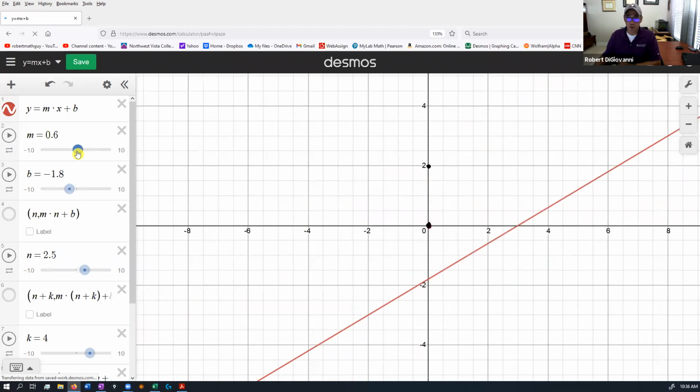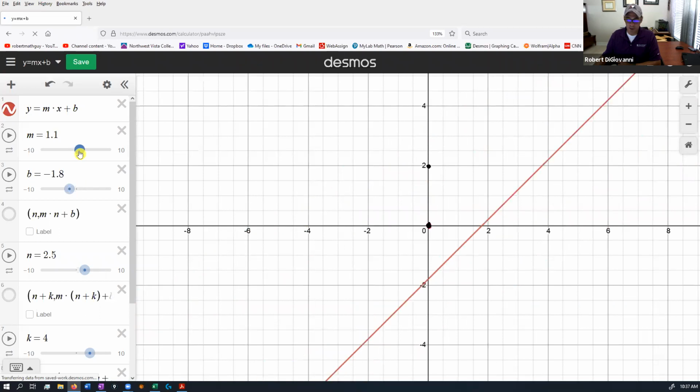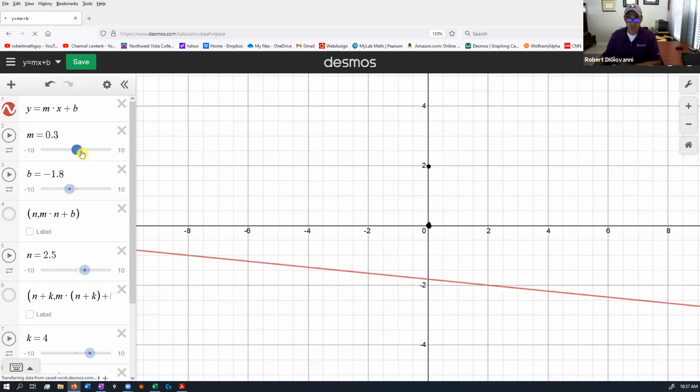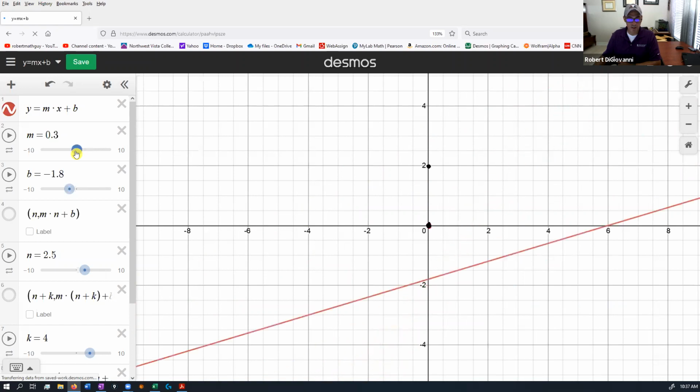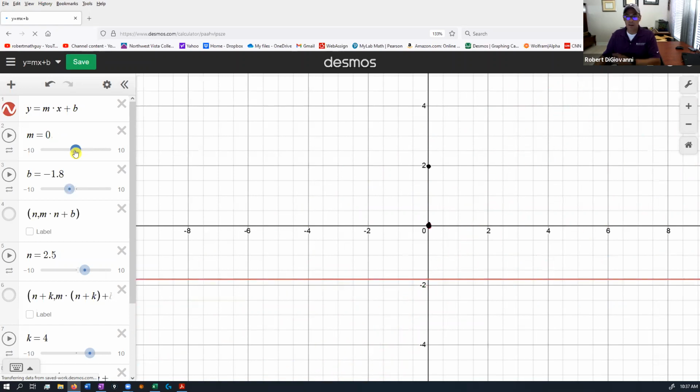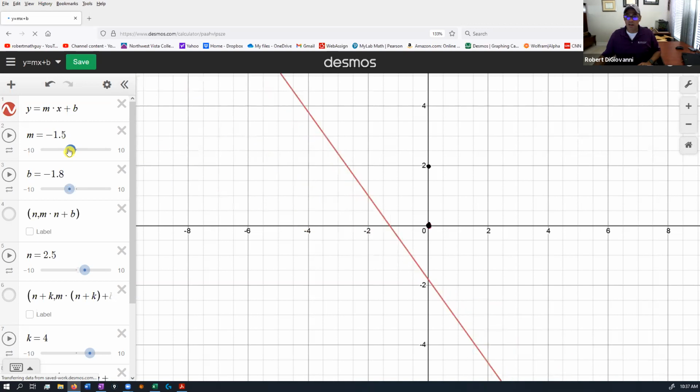Now the m, watch what happens with the m. Right now m is 3.5, so this is a positive number. And the bigger the number gets, the steeper the line gets. And if I make it a small number, it starts to flatten out. When I get to 0, it becomes horizontal. And then when I go negative, it starts to pitch the line the other way.